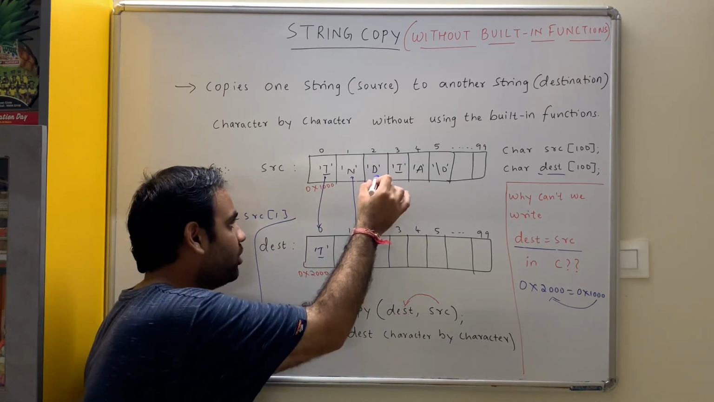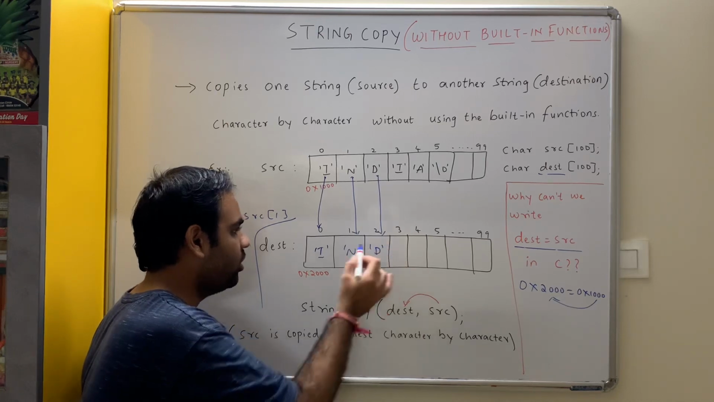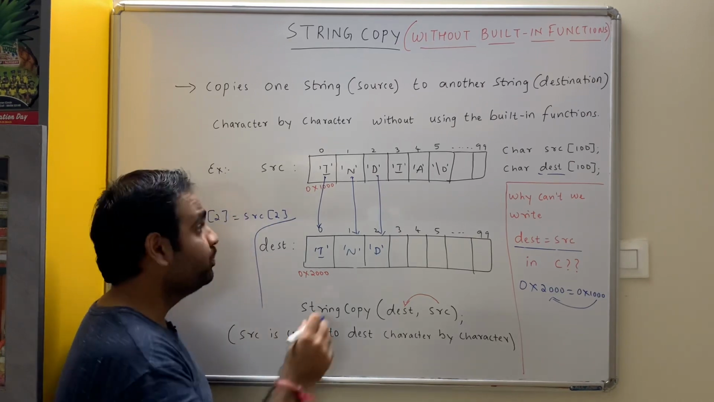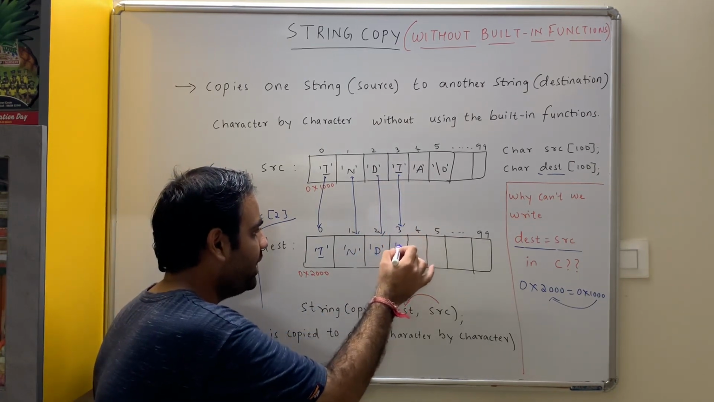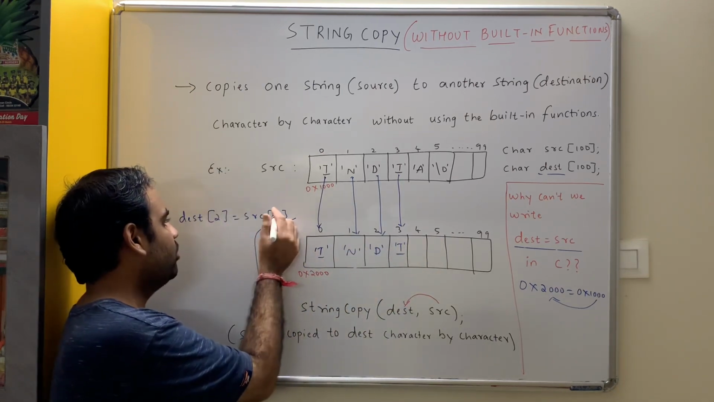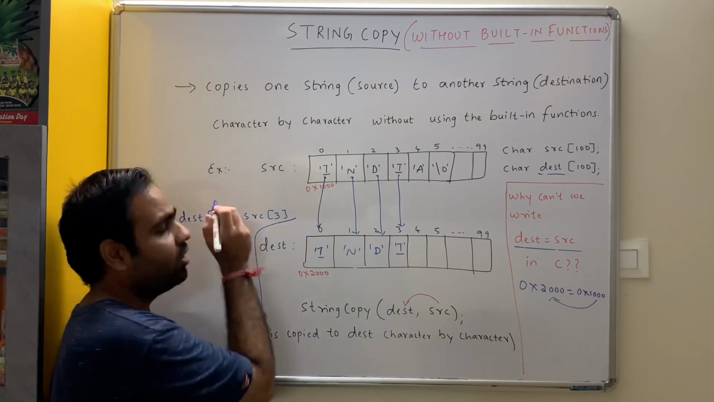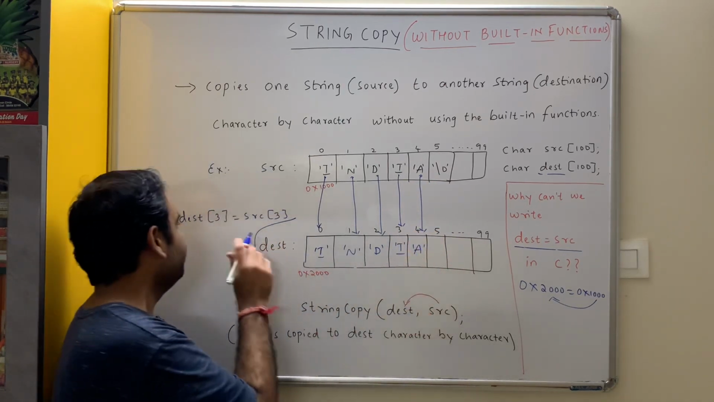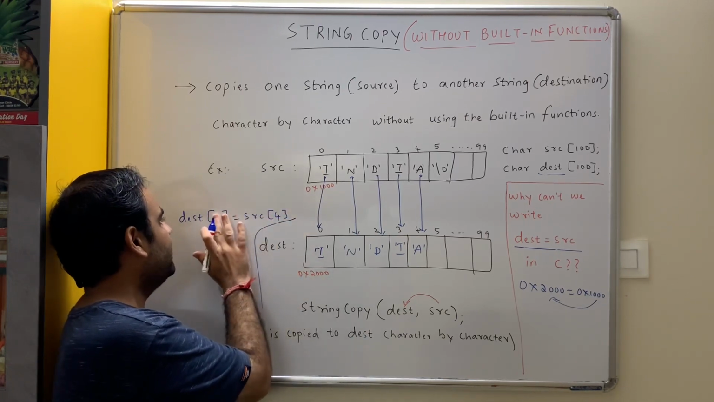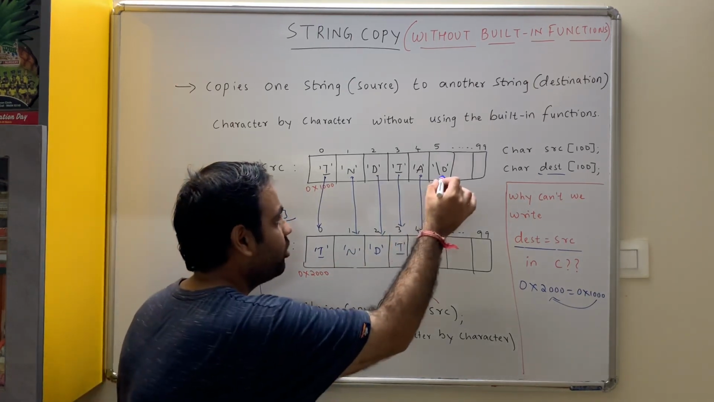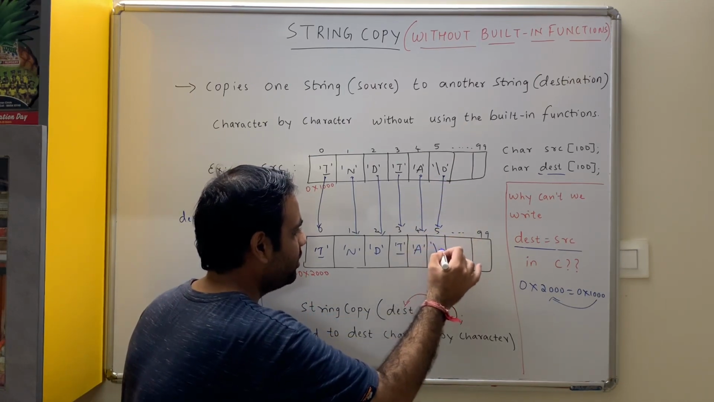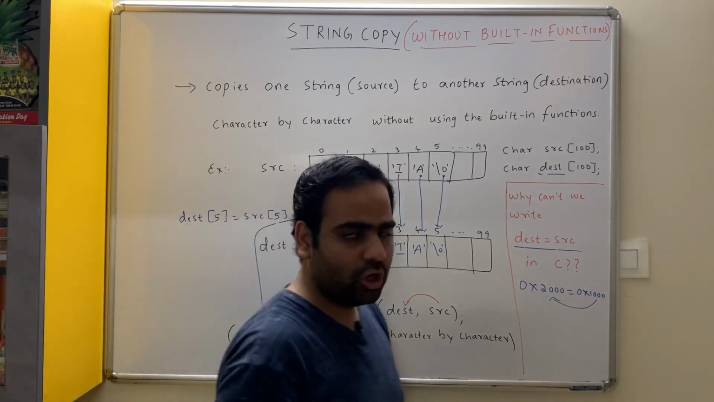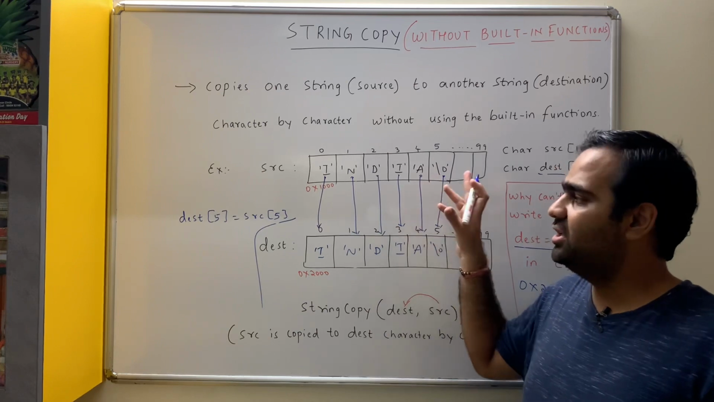Next we take source of 2 and copy it at destination of 2. We take source of 3 and copy it at destination of 3. We take source of 4 and copy it at destination of 4. Then we take source of 5 and copy it at destination of 5. And we stop the procedure because we have reached the null character.